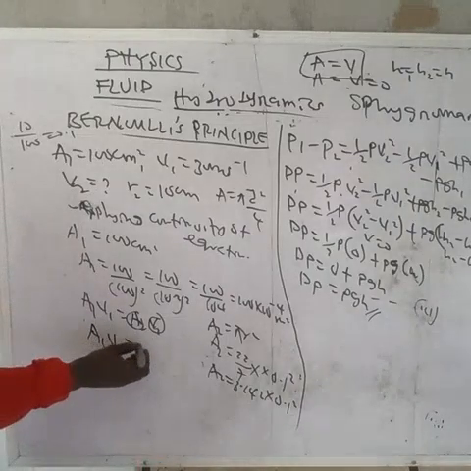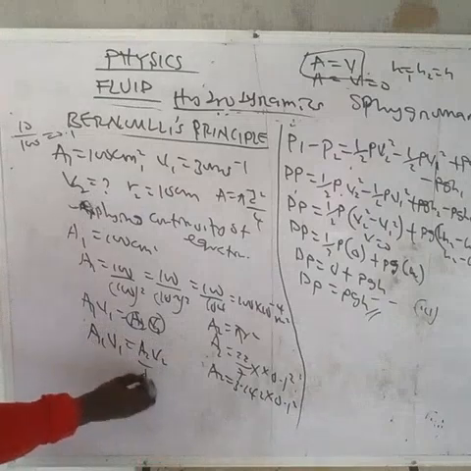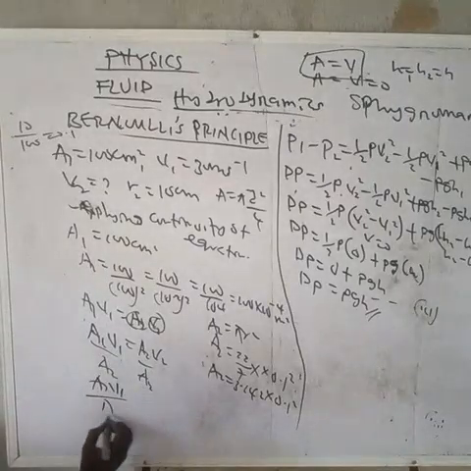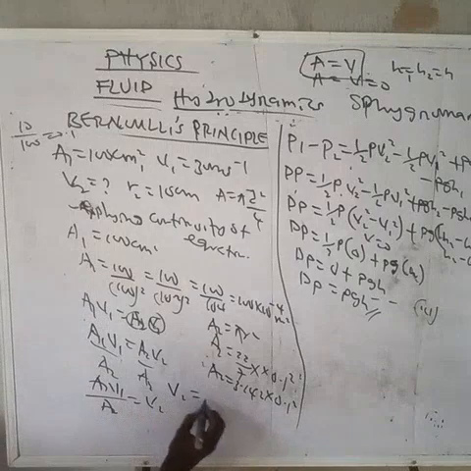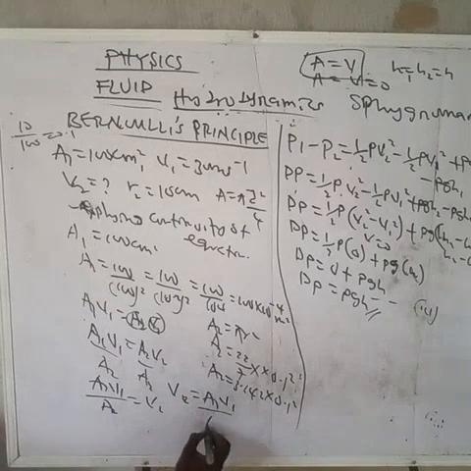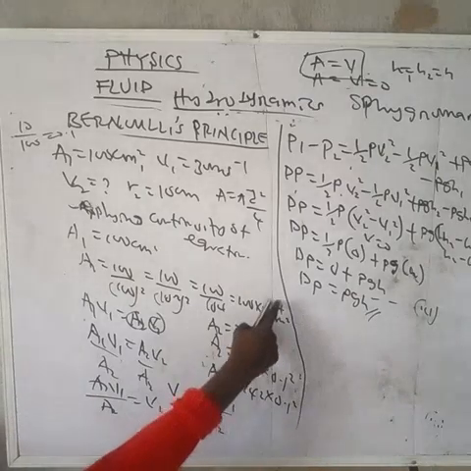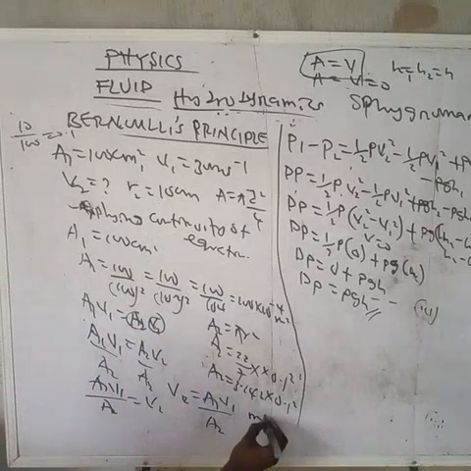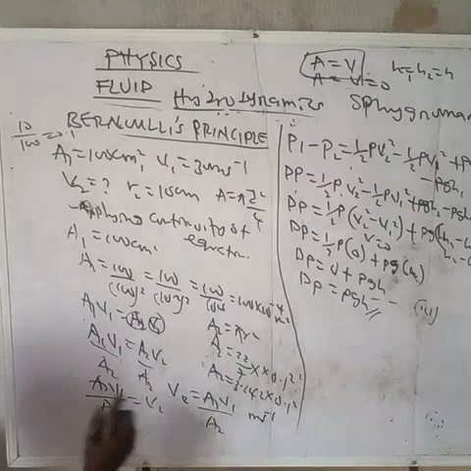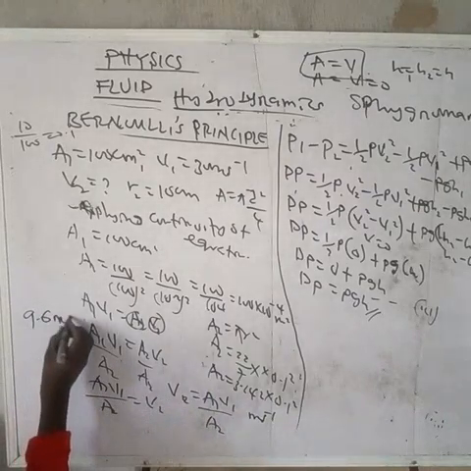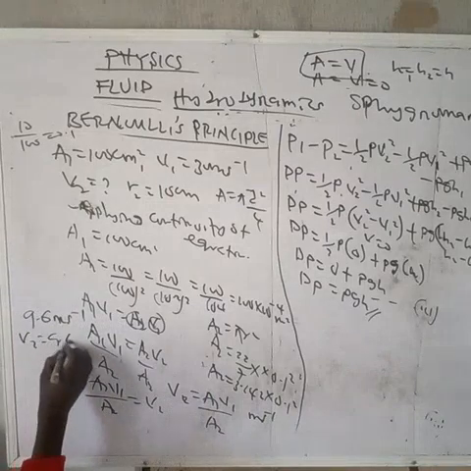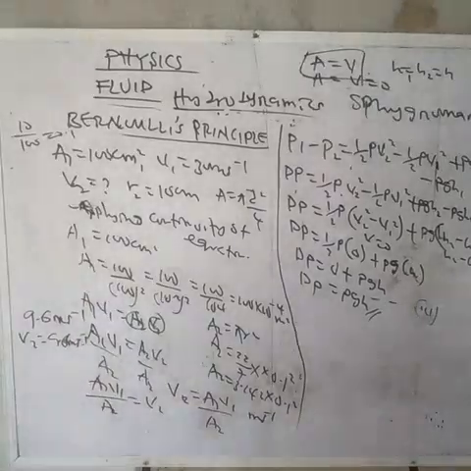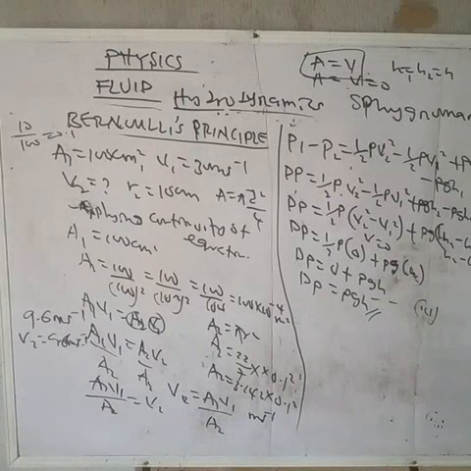So A1 V1 is equal to A2 V2. Divide both sides by A2, so A1 V1 over A2 is equal to V2. V2 is equal to A1 V1 over A2. A1 is 100 times 10 raised to power minus 4, V1 is 30, and A2 is the whole value you have. Your answer is in meters per second. If you solve well, your answer is 9.6 meters per second. V2 is equal to 9.6 meters per second. So solve that value and give us whatever you have. That is question number 1.